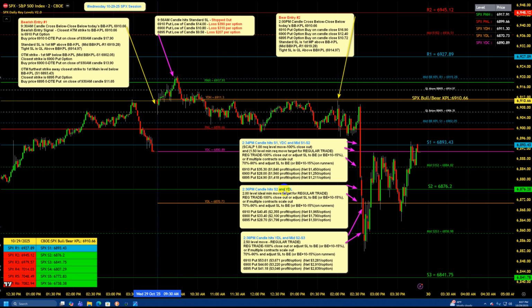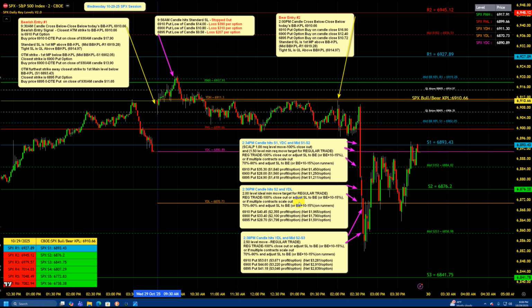Now, if you've seen our other videos, we talk about a 2-level move as the ideal minimum move target for a regular trade, whereas the 1.5 level move is just the absolute minimum required target. Here on the next candle, we do get the 2.0 level move. So S1 is 1.5 levels. Now it's 2 levels at S2. So on this, you have the same decision to make.